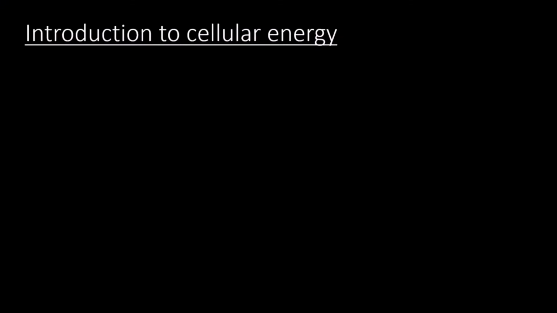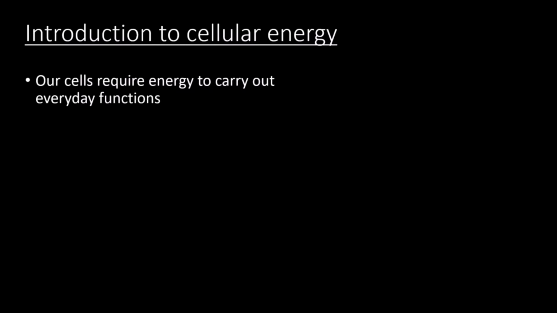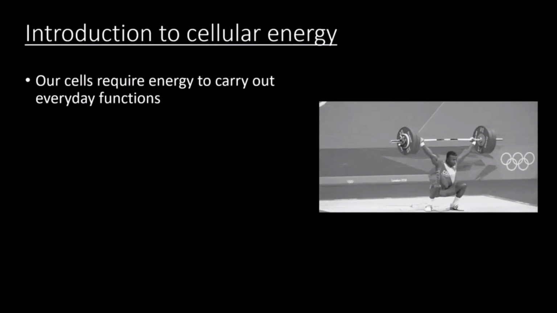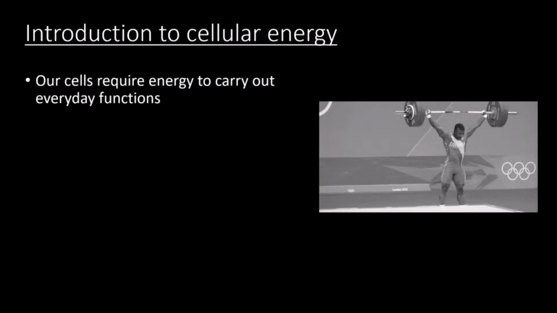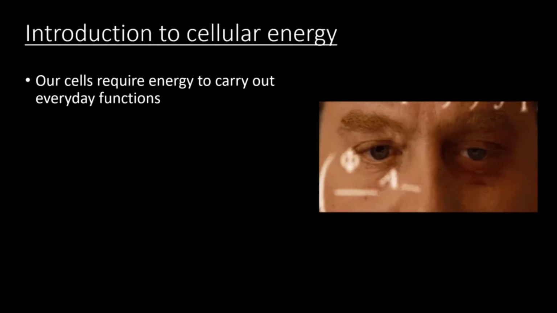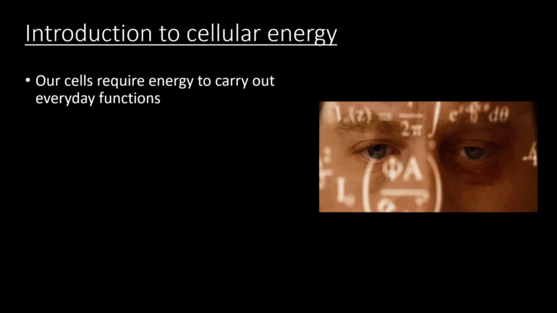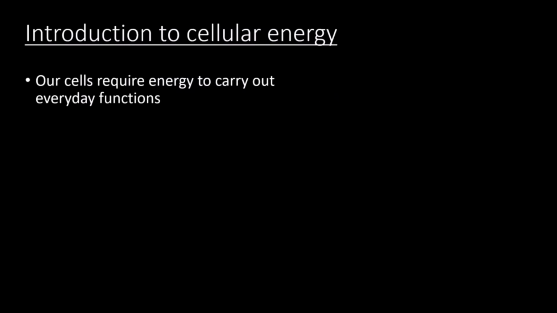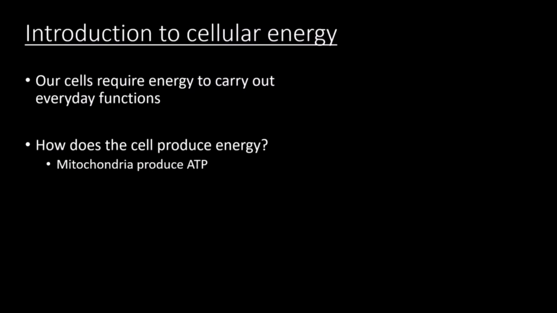So as a brief introduction, cells require energy to carry out everyday functions. Whether you're lifting weights using muscle tissue or engaging in complex math problems, the cells making up the tissue of your body need energy to function like a car needs gasoline to move. But how does the cell produce energy? It does this using mitochondria, and the mitochondria produces ATP, which I will talk about in the following slides.